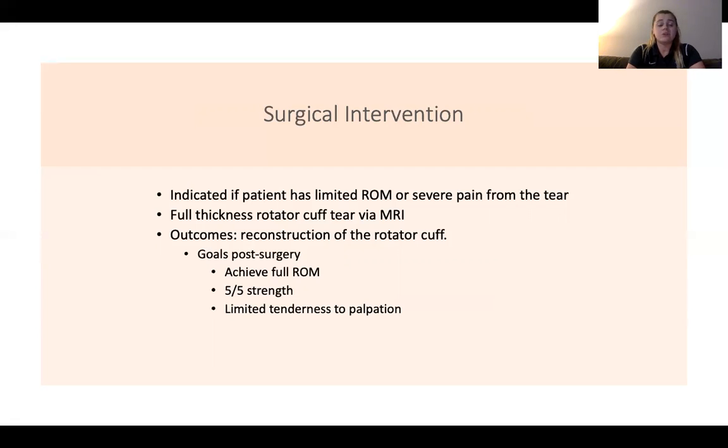Goals post-surgery: achieve a full range of motion, 5 out of 5 strength, and limited tenderness to palpation. Once the patient has achieved all 3 of those goals, they should be ready to return to their sport-specific activities and back to sport.